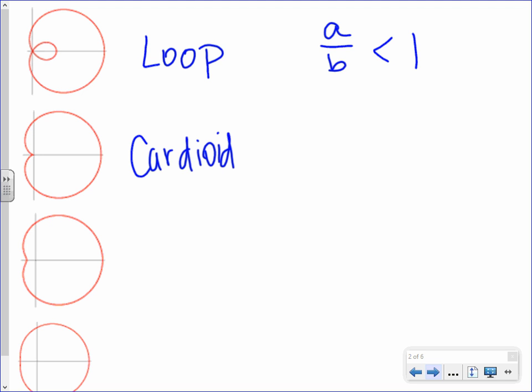This happens when A over B equals 1, or A and B are the same, right? That's what that means. When A and B are the same, we get a nice heart. Okay, so yesterday we talked about making flowers. Today we're talking about making hearts. Right? We should have done all this before prom. You would have had nice promposals here.